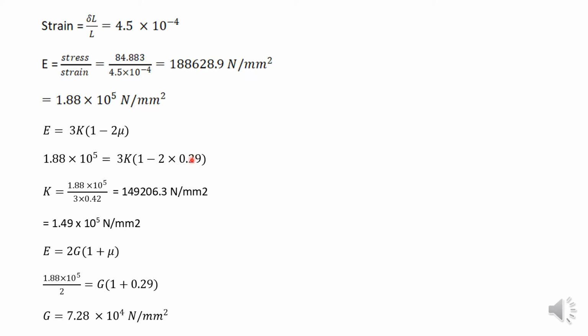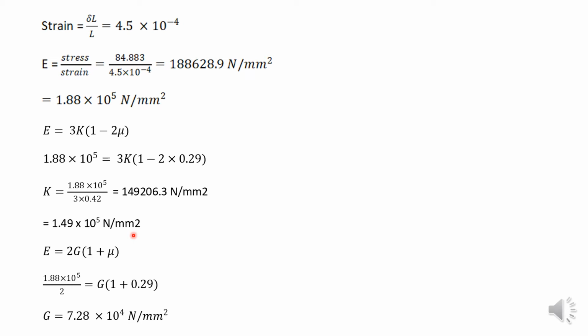Mu is the Poisson's ratio, we obtained it as 0.29. So just apply the values and find out the value of K, which is equal to 1.49 into 10 raised to 5 Newton per mm square. Now we have to find out the value of shear modulus.